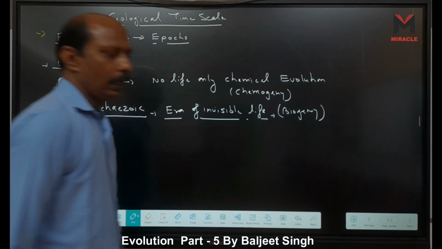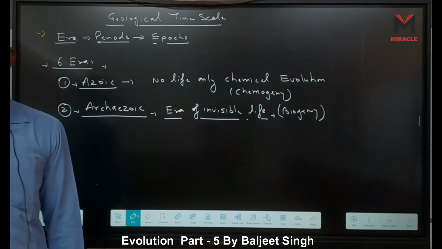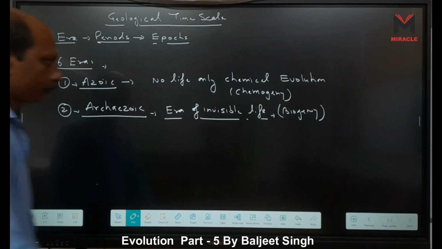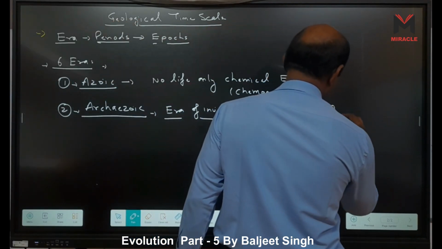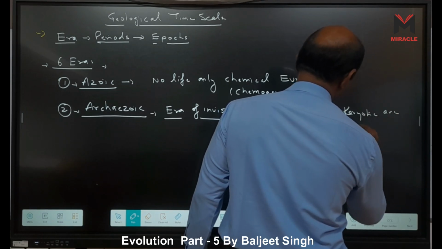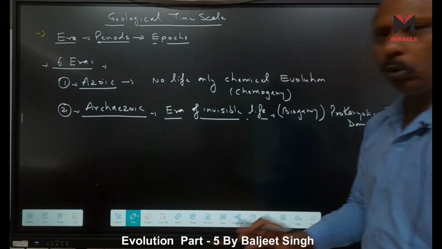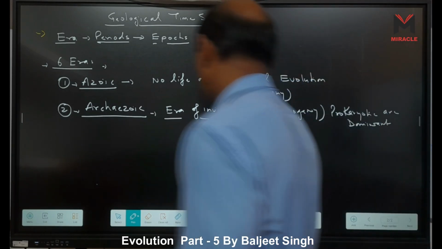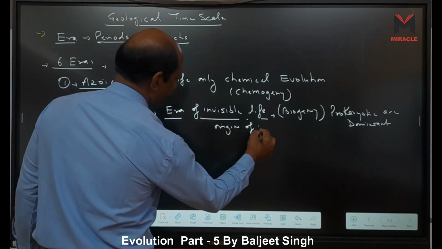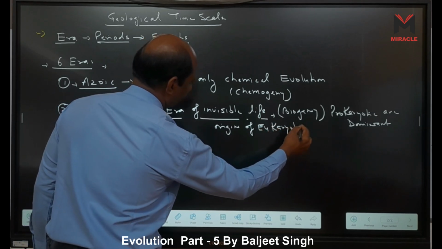starts. Here prokaryotic cells are formed, and they are mostly dominant here. And origin of eukaryotes.